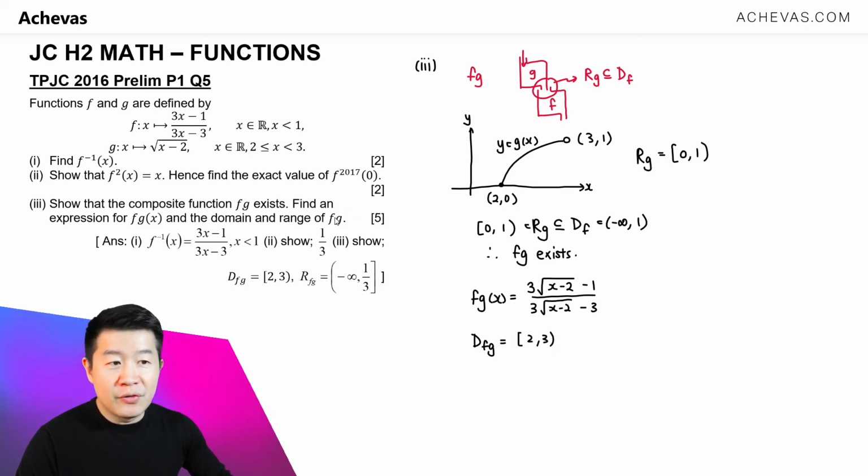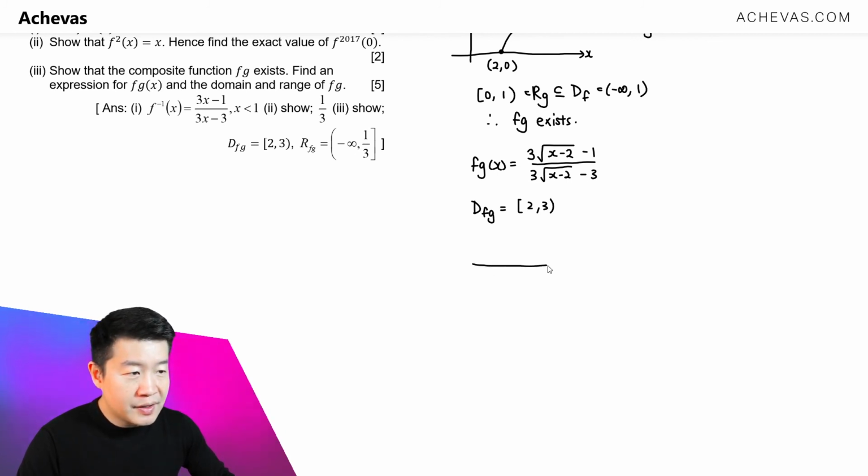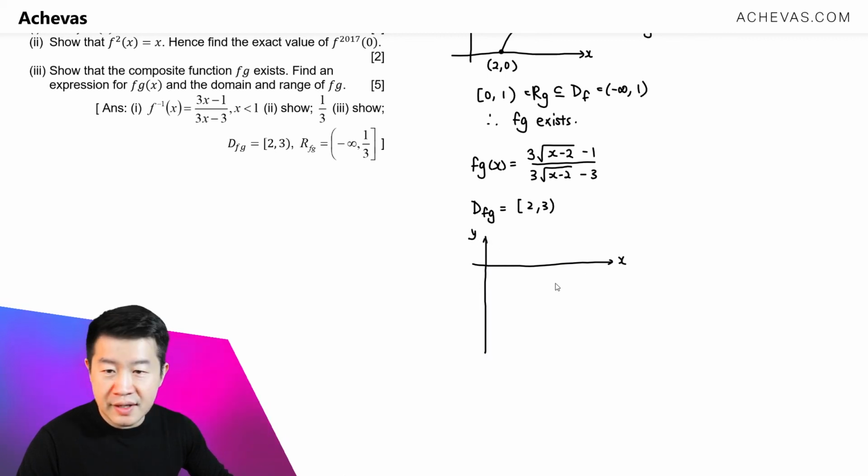And we want to find the range of fg. Since we have the expression for fg and the domain for fg, let's just sketch fg as one function. And we'll make use of the graph to find the range of fg. Let me sketch the graph here. If I sketch this graph on my graphing calculator, I will get something like this. Let me show you guys. So I have this, and my y-axis is going to be here. This is my x-axis. My graph is going to be something like this.